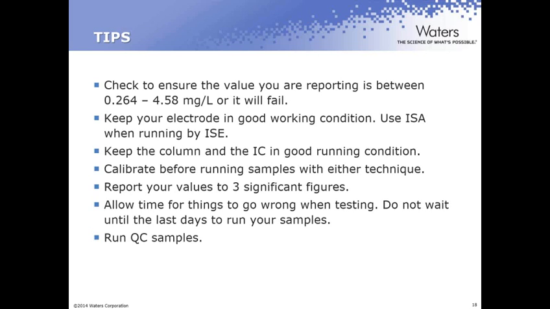When running by ion chromatography, make sure that your column is in good running condition. As that column dirties from running field samples, your peaks are going to widen. Your fluoride peak will start to co-elute with the water dip. That'll give you low results. Make sure that you change your beds. If possible, use your ion chromatograph with chemical suppression as opposed to self-regenerating suppression. Remember, again, to calibrate before running your samples with either technique.